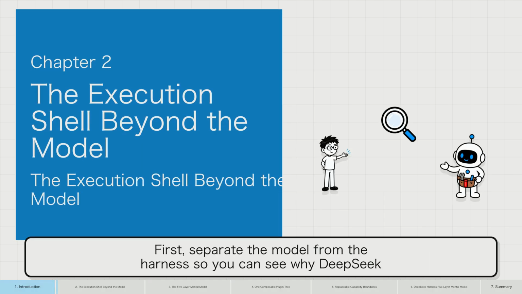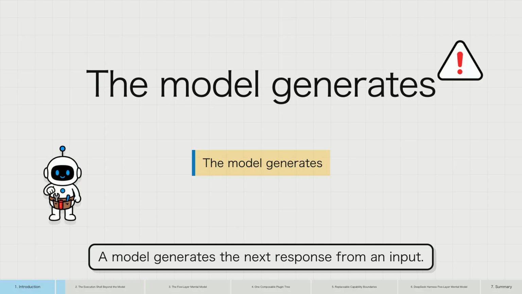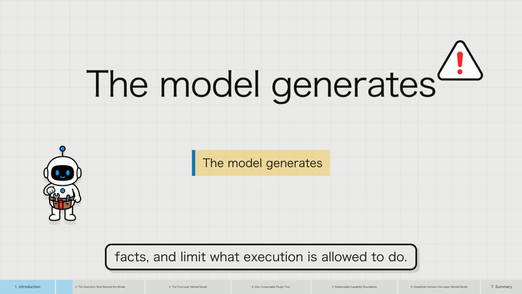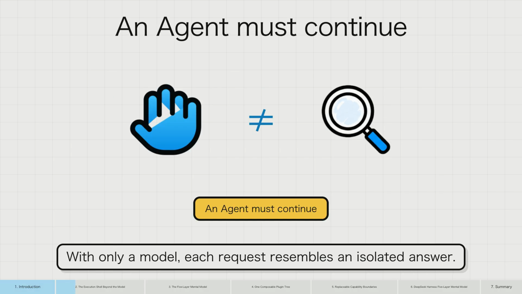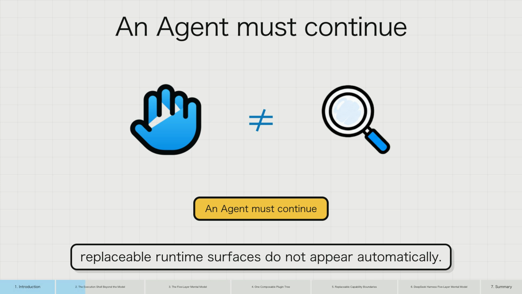First, separate the model from the harness so you can see why DeepSeek Harness is not merely another chat interface. A model generates the next response from an input. An AI agent also needs a way to continue work, expose actions, preserve facts, and limit what execution is allowed to do. With only a model, each request resembles an isolated answer. A tool registry, durable session facts, execution permissions, and replaceable runtime surfaces do not appear automatically.